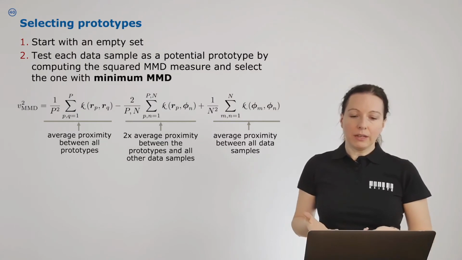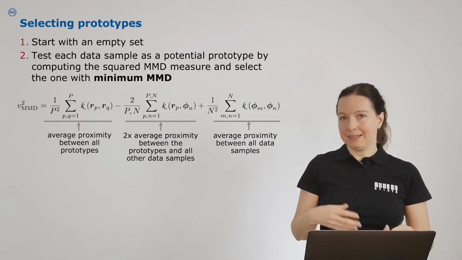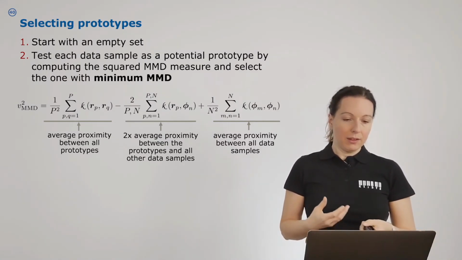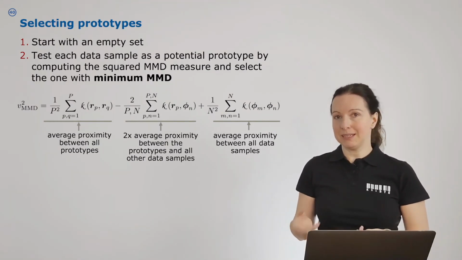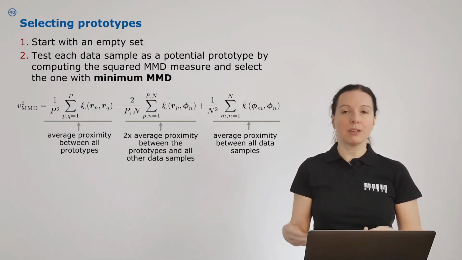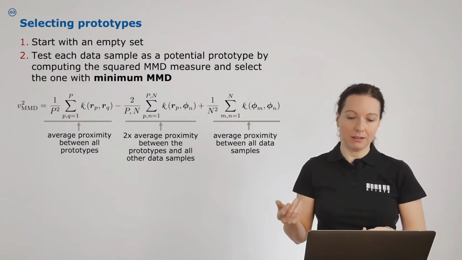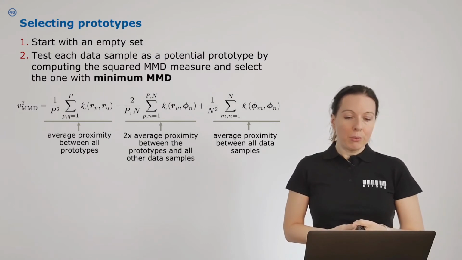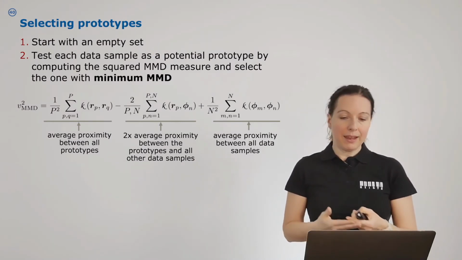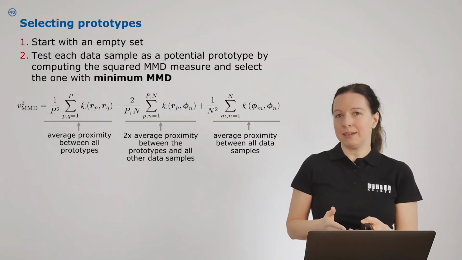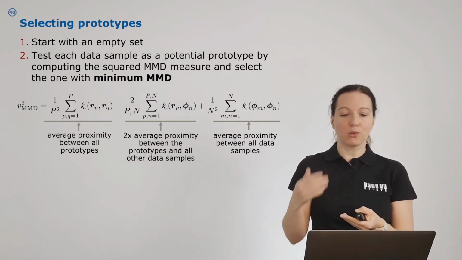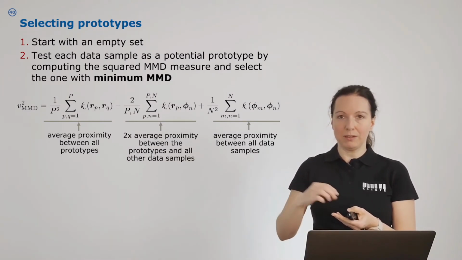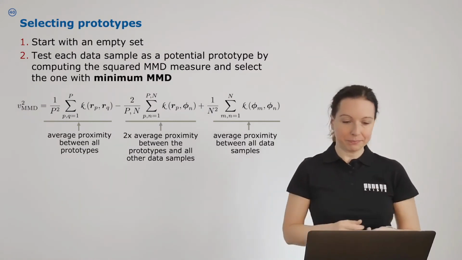So let's have a look at how we can select the prototypes. The whole procedure, as I said, is a greedy procedure. That means we start with an empty set and add further prototypes based on the MMD criteria. What we do in detail is that we take a sample from the data set, add it to the set of prototypes, and then compute the squared MMD distance. So we actually have a potential prototype, add it, and see what happens.